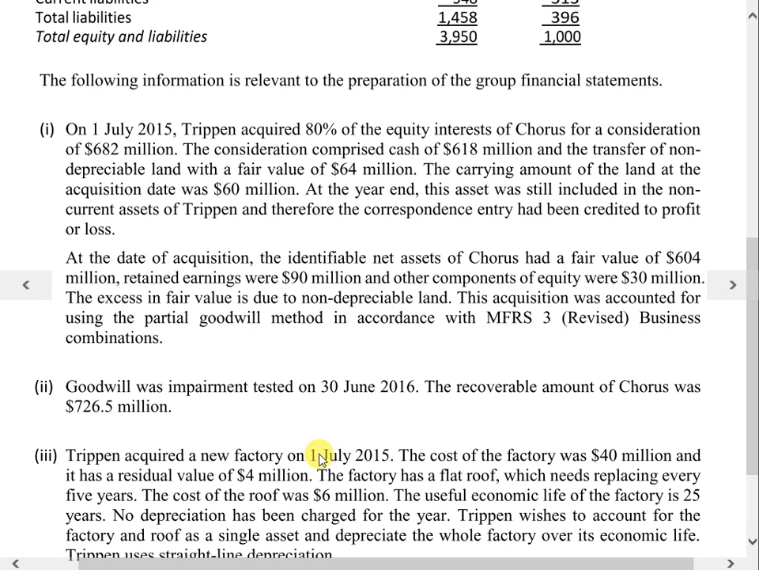Let's go through first. At the date of acquisition, the identifiable net asset of Chorus had a fair value of 604, whereby the retained earning is 90 and the OCE is 30. Excess is because of the non-depreciable land. The acquisition was accounted for using partial goodwill method. Just now was full goodwill, now it's partial. In other words, this is proportionate method. Proportionate.